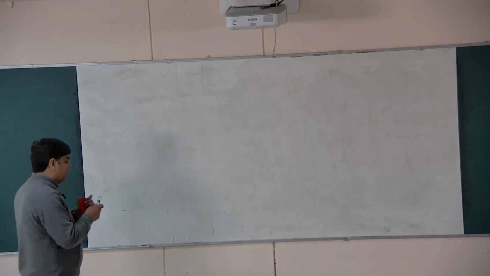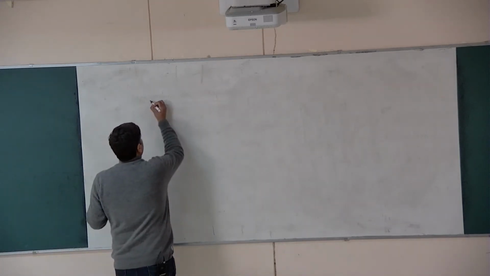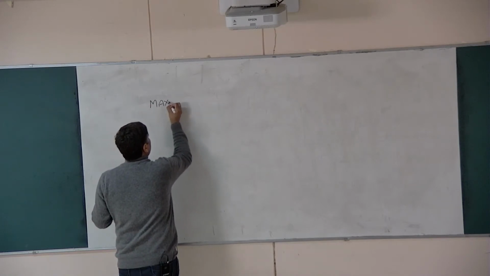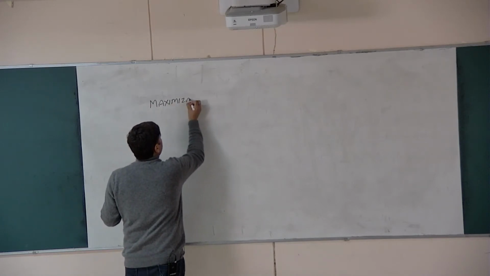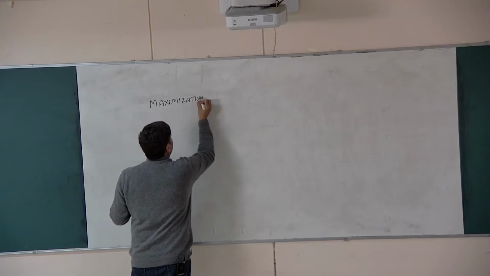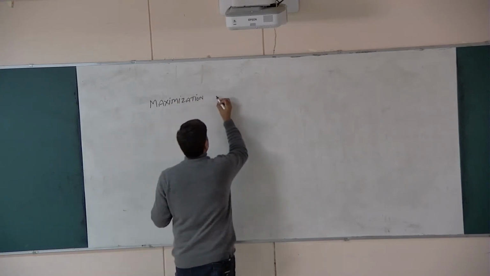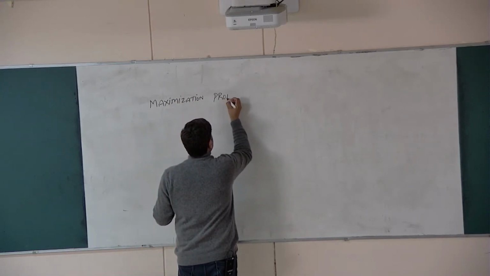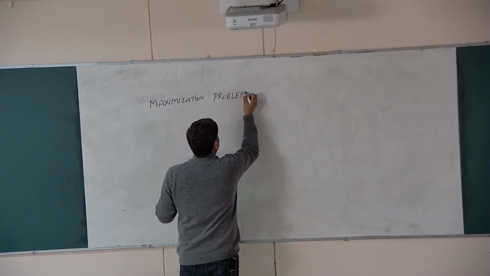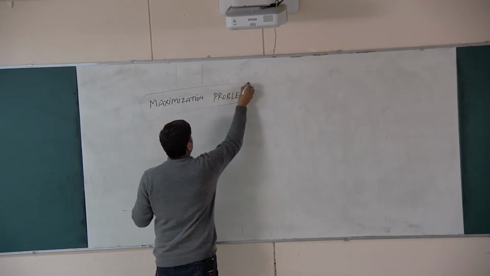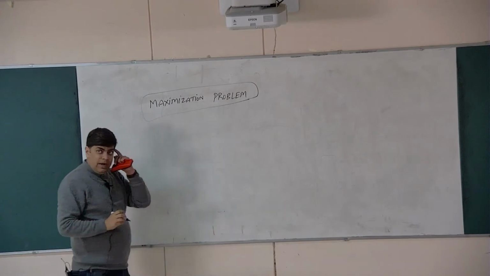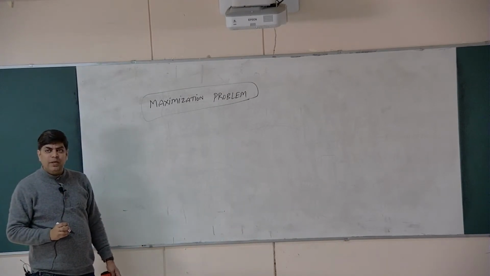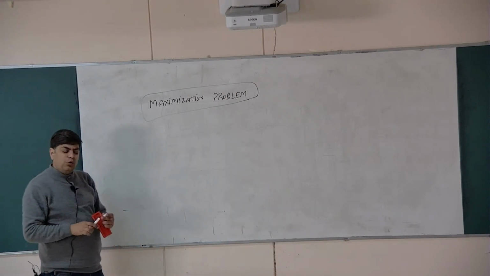Maximization type of problem. So now in case of your maximization type of problem, you have to convert the maximization matrix into the equivalent minimization matrix. So how to do it?